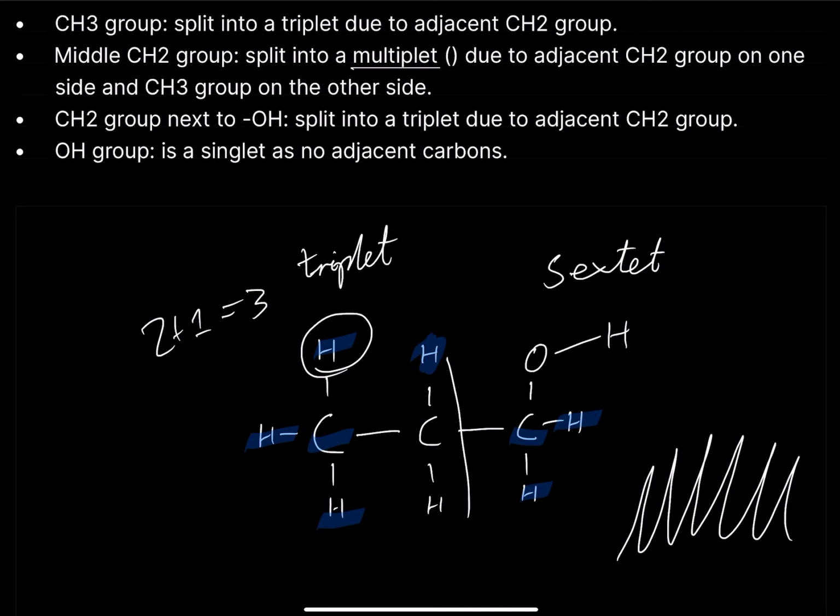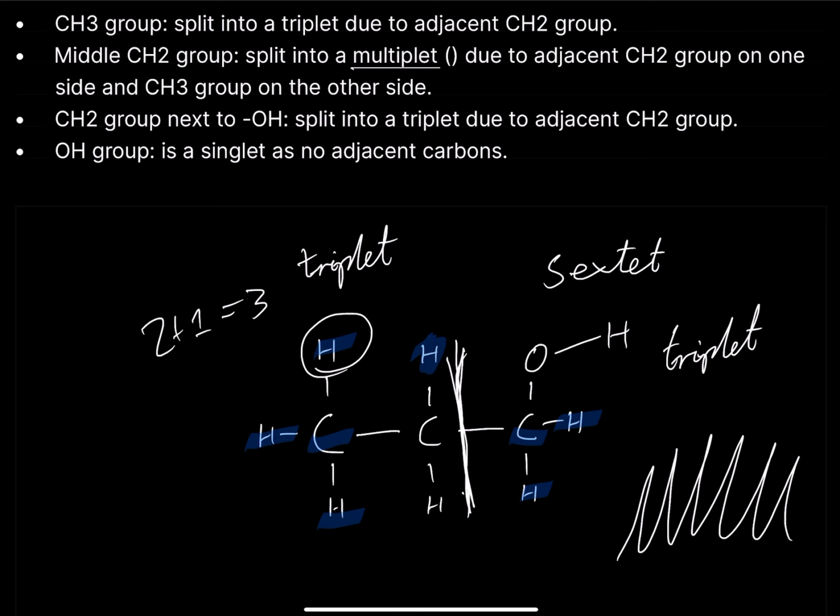And then this CH2OH would be a triplet as well. That would also be a triplet because it's next to these two hydrogens, so 2 plus 1 again. So that'd be a triplet. Now you're thinking, there's no oxygen hydrogens here. That's why it's not a triplet. Because there's 1, 2.